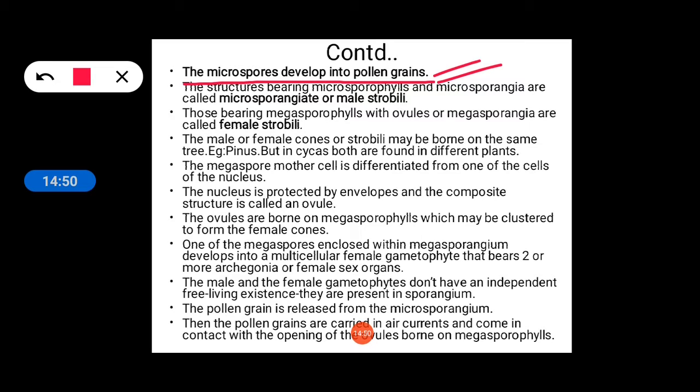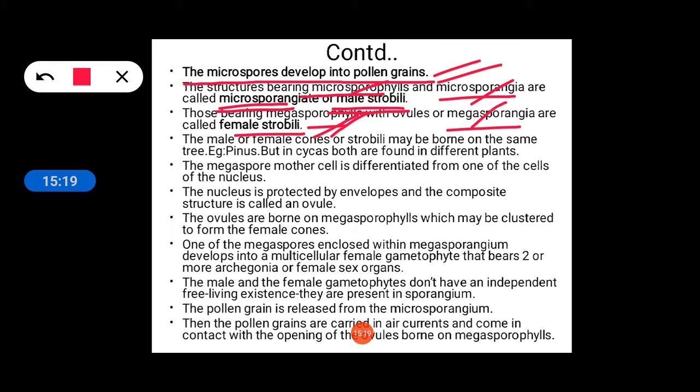The next point is the structures bearing microsporophylls and microsporangia are called microsporangiate or male strobili. Those bearing megasporophylls with ovules or megasporangia are female strobili. Female strobili are those structures which bear megasporophylls and megasporangia.